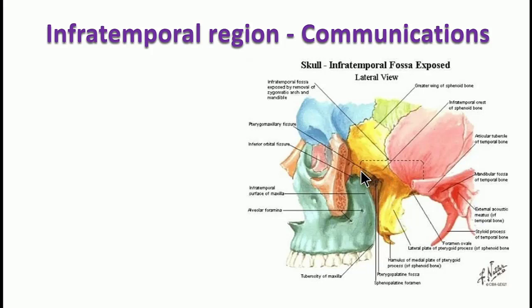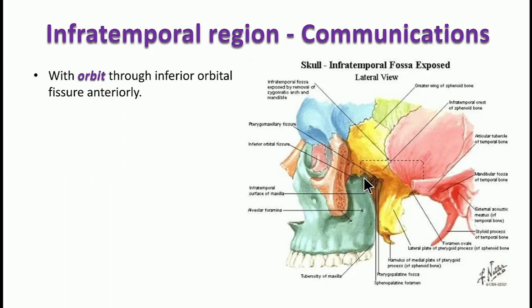Above it is mainly formed by the infratemporal surface of the greater wing of sphenoid and the squamous part of the temporal bone. Now, the main communications of this fossa: it communicates with the orbit through the infraorbital fissure, which is actually seen on the upper surface of the body of the maxilla. Through the infraorbital fissure, it communicates to the orbit.